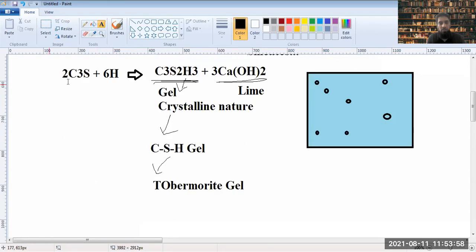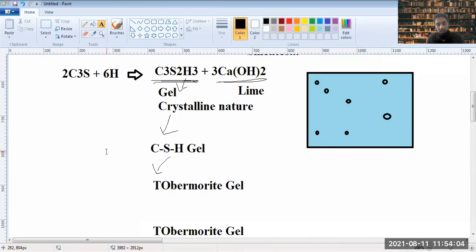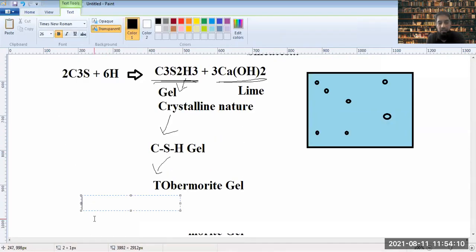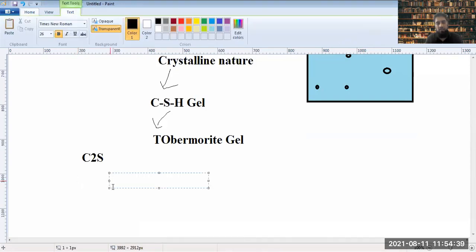So this is formed from C3S, the combination of C3S with water. Now, you can get the CSH gel also from C2S. So the reactions may be different, but at the end, the formation happens of C3S2H3 again from C2S once the water is added to it. Then what is the difference between C3S and C2S? That is in the nature of the reactions. To that I will come later on.